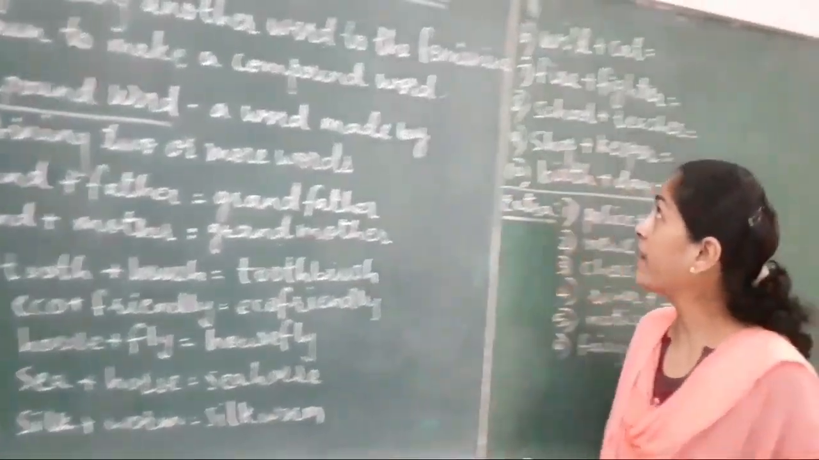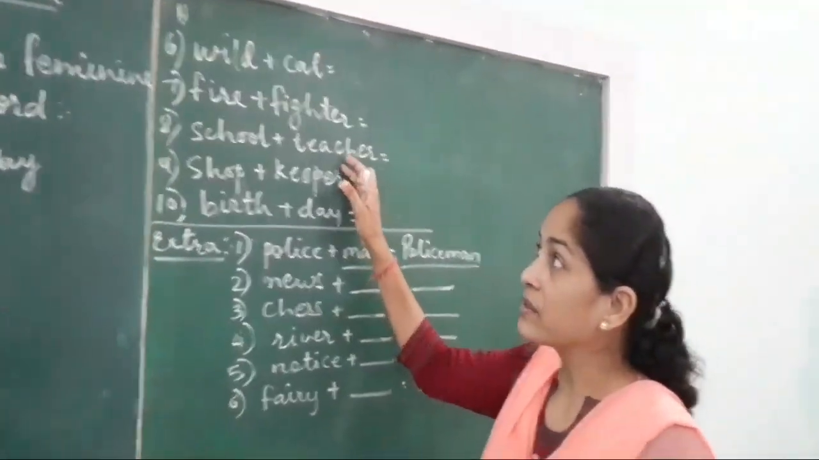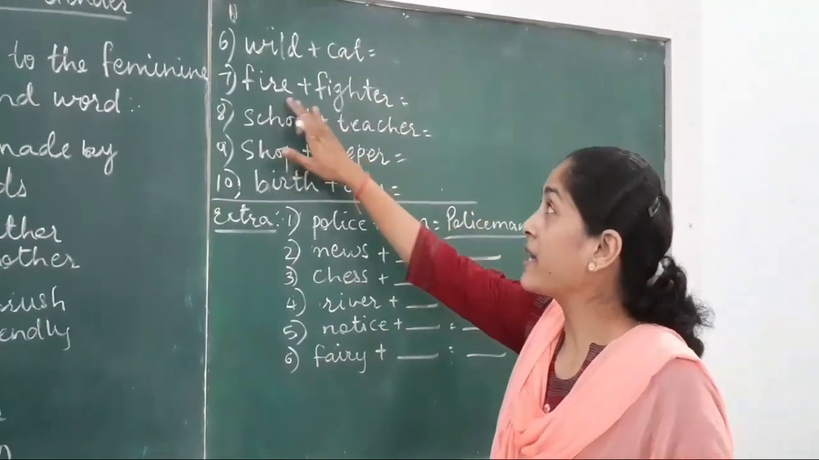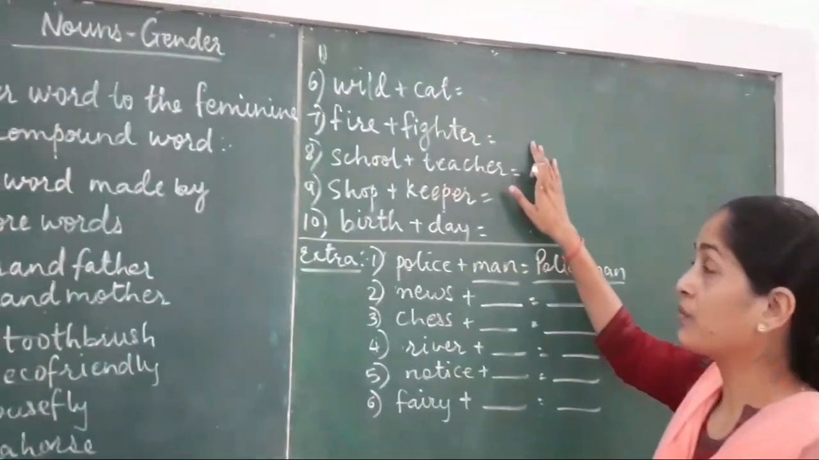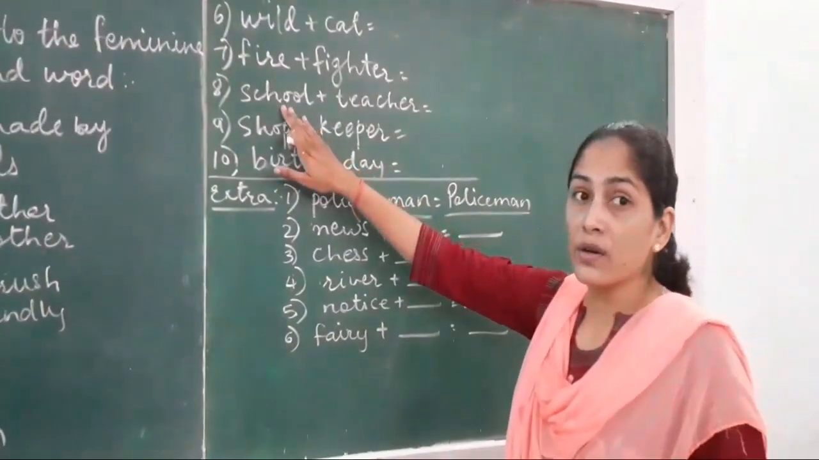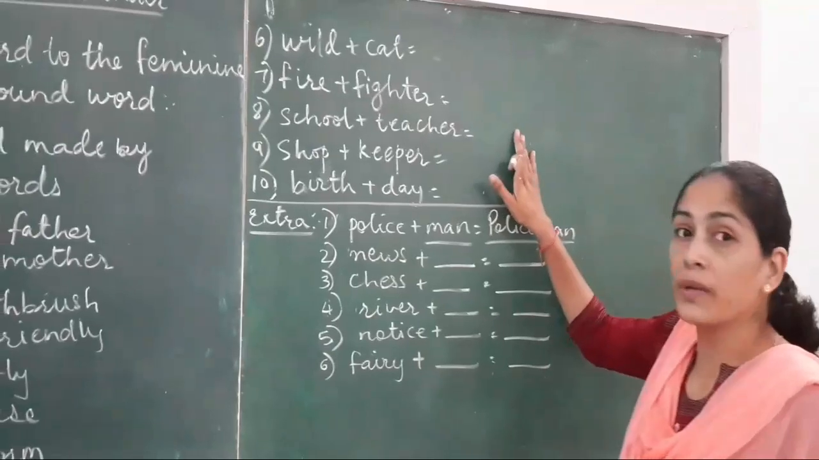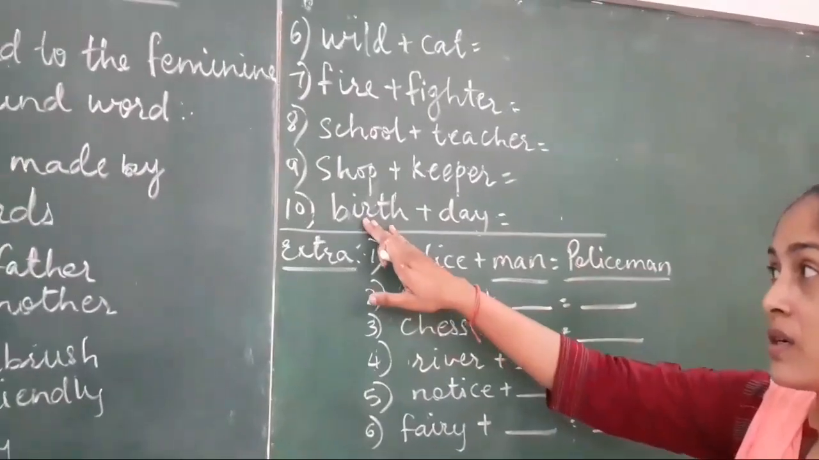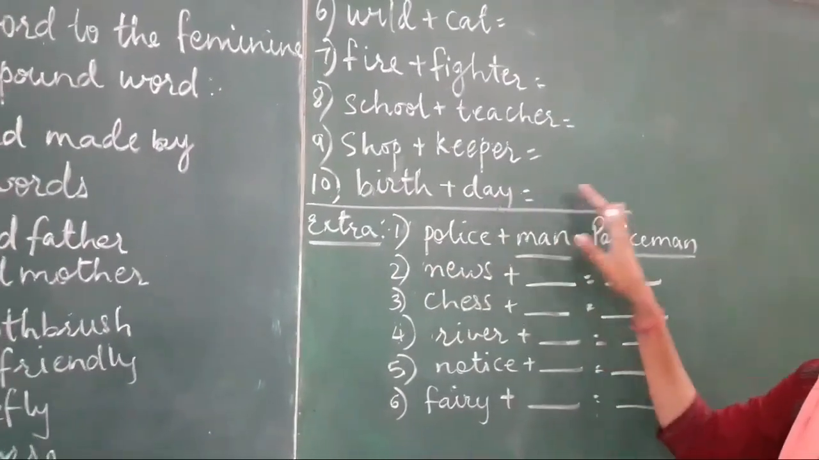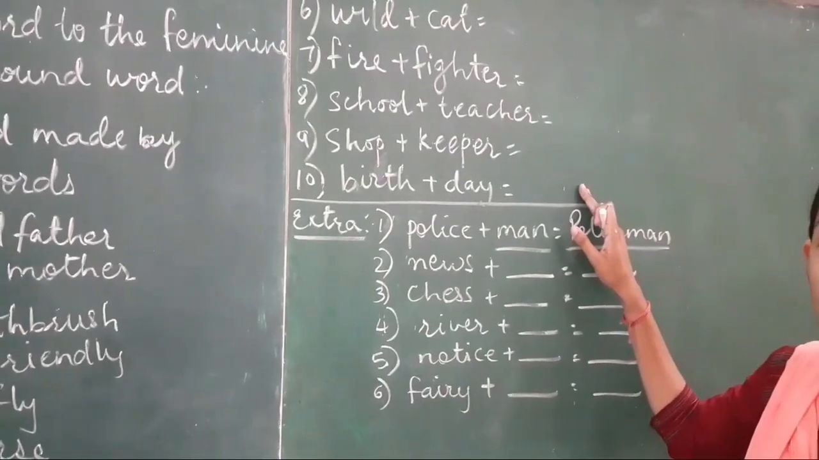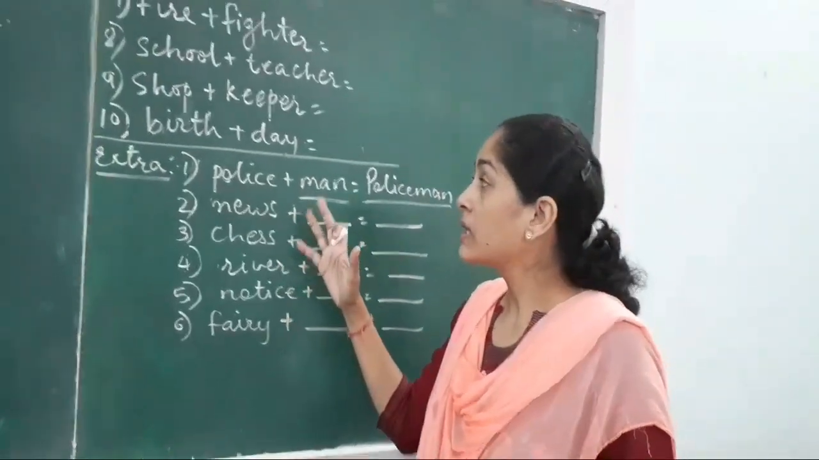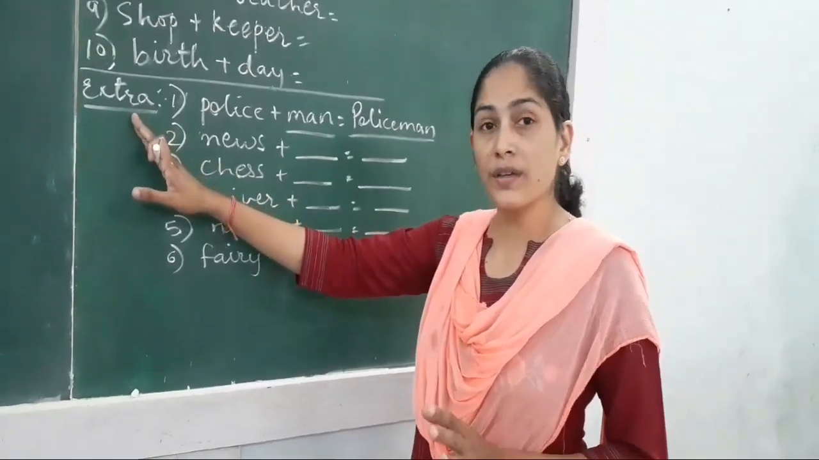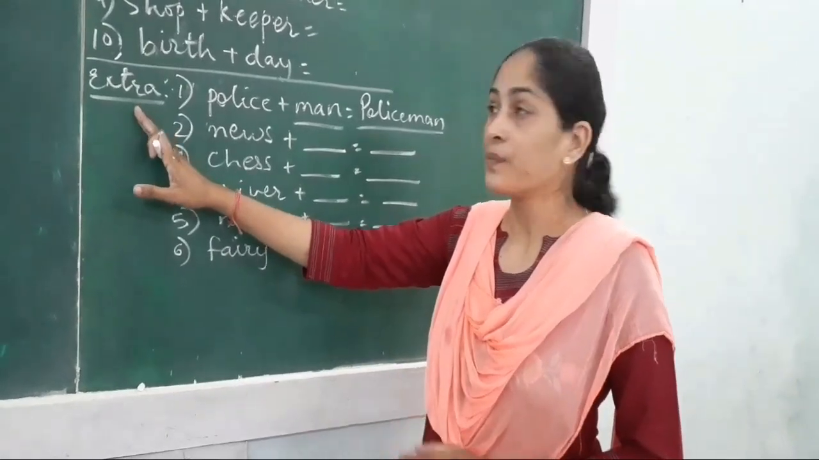Okay, here I have written other five. Wild plus cat. You have to try what it would be. Fire plus fighter. Try out what it would be. These you have to try yourself. School plus teacher. Next, shop plus keeper. Try it out yourself. Tenth, birth plus day. It's your happy day, right? What would it be? Try it out. Now, these are also compound words, but we are making them somewhat differently. These are extra. These are not given in your textbook. Just for your practice, I have written.